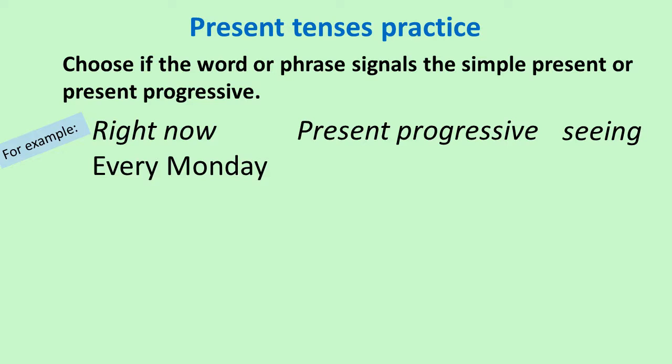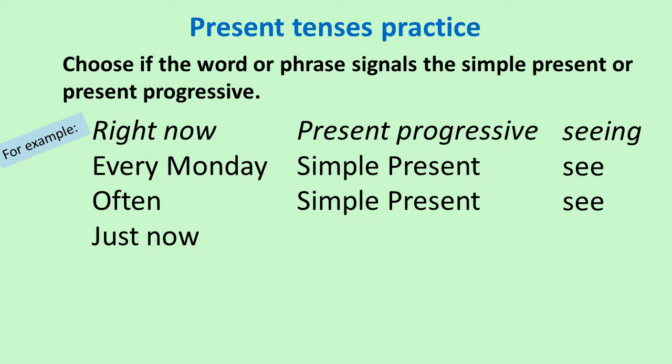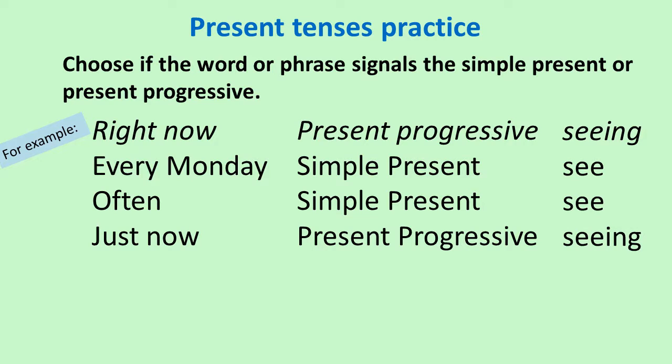Every Monday should take the simple present. I see, for instance. Often should take the simple present. I see, or you see, and so on. Just now usually takes the present progressive. So I am seeing, you are seeing, and so on.